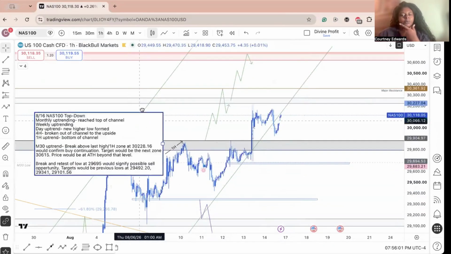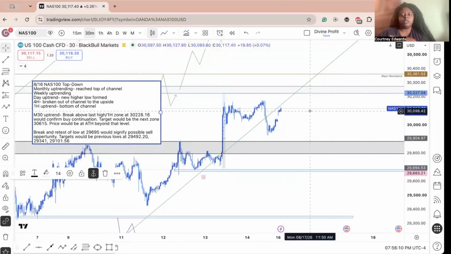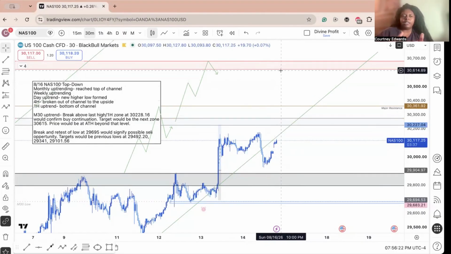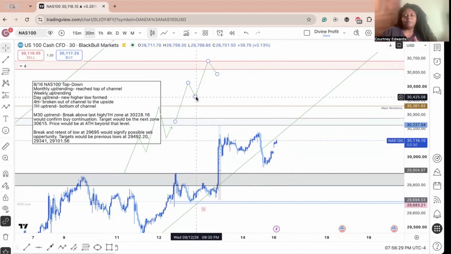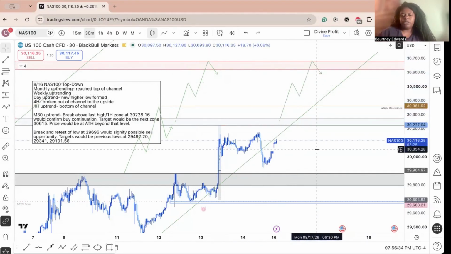So for this week, again, the top-down analysis really has not changed too much for those higher time frames. But for this lower time frame, for buys, I would just go ahead and wait for the break of this zone or a break above the last high, right? And then we're targeting that all-time high zone. But after that, I can't really tell you where to target. But if it does break this zone, I feel like you can buy up to that level. So I'm just going to copy and paste this because that's what we would be looking for.